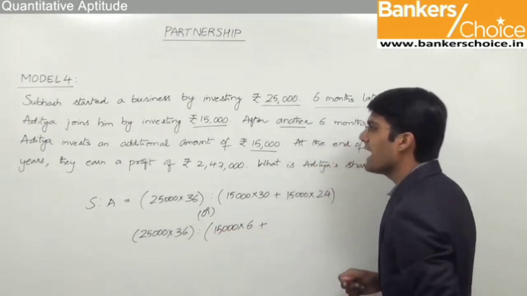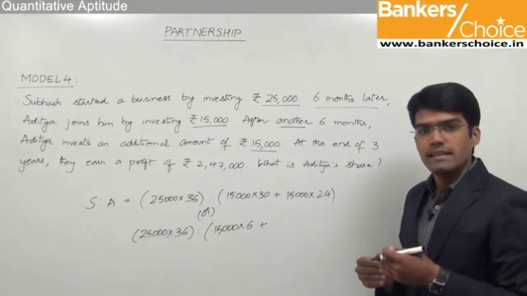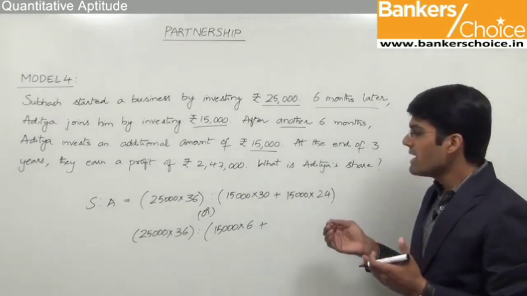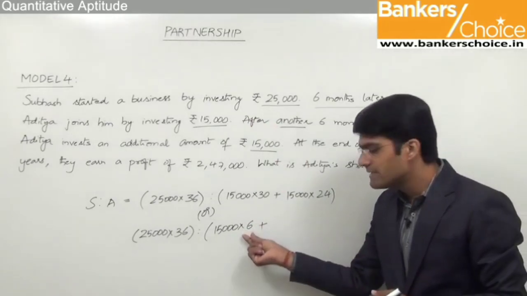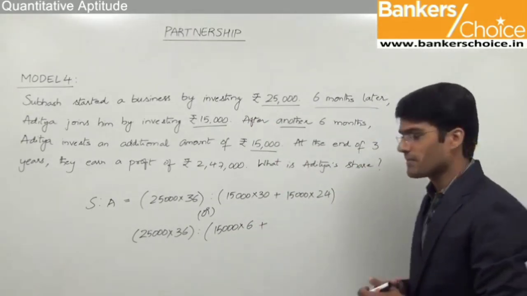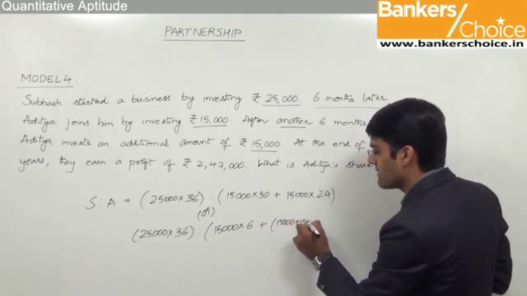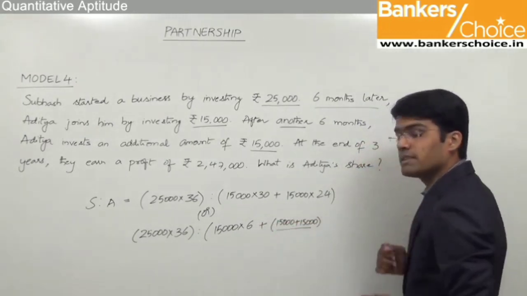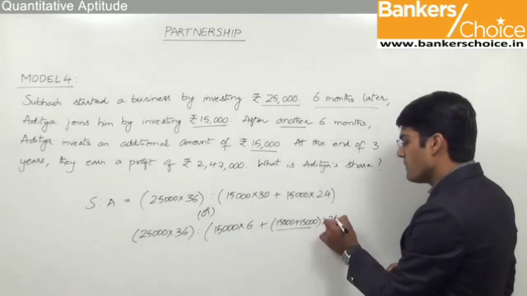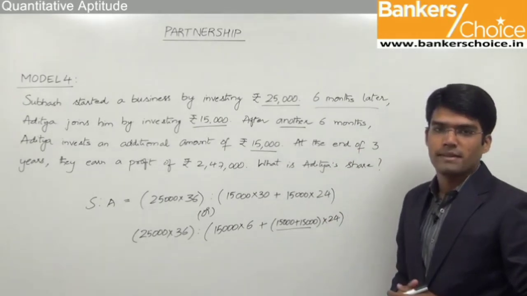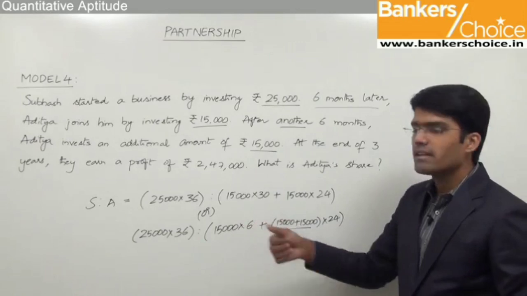And after that, he has invested an additional amount of 15,000. Understand, friends, that already he had an investment of 15,000 and after 6 months he has invested another 15,000. So the total investment after these 6 months for Aditya will become 30,000. So we can say that his investment after this will be 15,000 plus another 15,000, and this total investment of 30,000 was present for the remaining 24 months. So this into 24 will give us the total investment of Aditya. So either we can take the ratio in the first method or in the second method. In both the cases, the ratio remains the same.